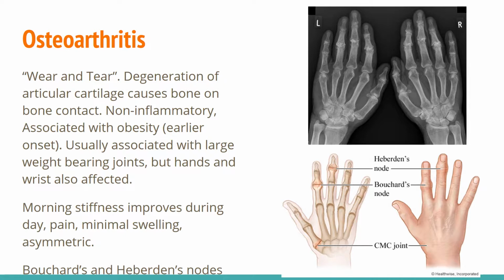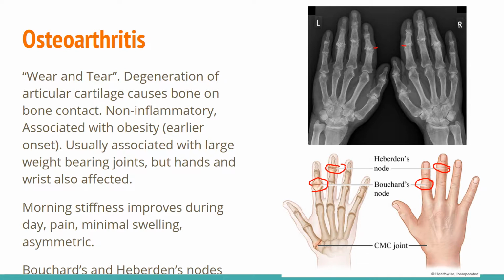Morning stiffness is usually a hallmark that improves during the day. Pain, minimal swelling, and it's usually asymmetric. A common finding in the hands includes Bouchard's and Heberden's nodes, which are pointed out here. Heberden's nodes involve the DIP, and the Bouchard's nodes involve the PIP.